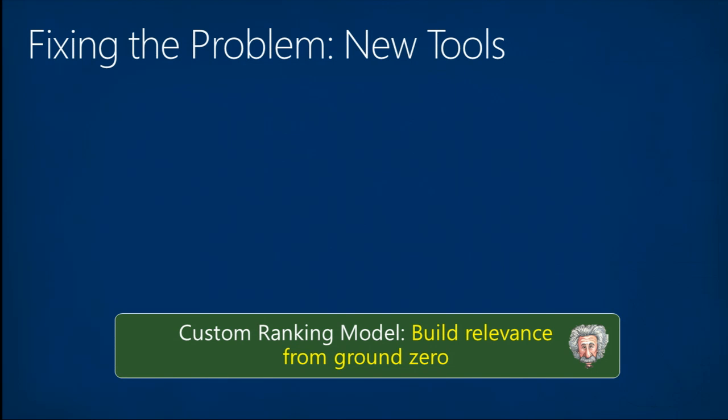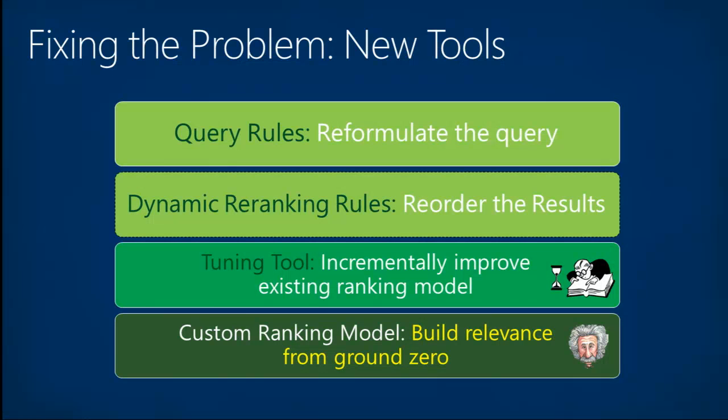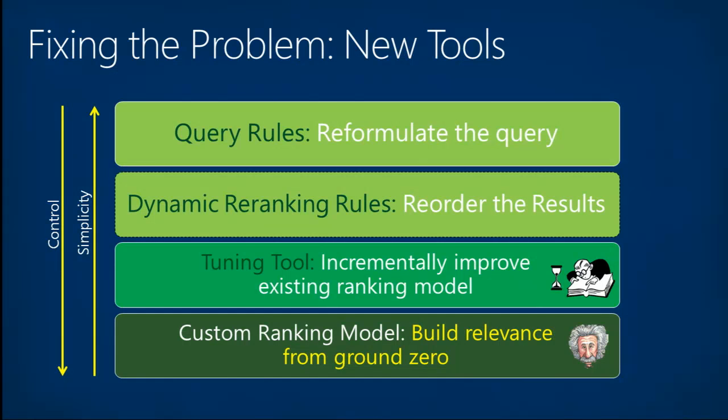However, in this release, we've given you a bunch of alternatives. First of all, query rules will let you build better queries than the one the user typed. Dynamic re-ranking rules will let you reorder the results a little bit. And we're going to provide a tuning app which will let you actually improve ranking models without ever having to go down into the gory details. So as we go up that stack, we're trading control for simplicity.